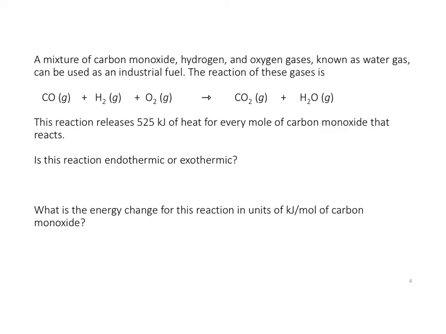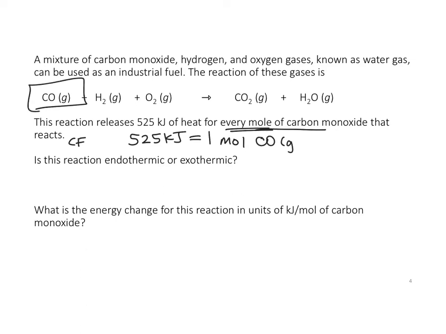Okay, a mixture of carbon monoxide, hydrogen, and oxygen gases known as water gases can be used as an industrial fuel. So we're having an equation here. Is it balanced? 1 carbon, 3 oxygens, 2 hydrogen. Yes, it's balanced. The reaction releases 525 kilojoules of heat for every mole of carbon monoxide. So what you need to do is you need to make a conversion factor when you're given this. 525 kilojoules of heat equals, so this is for 1 mole of what? This is the carbon monoxide. And that would be important if you had different coefficients here.